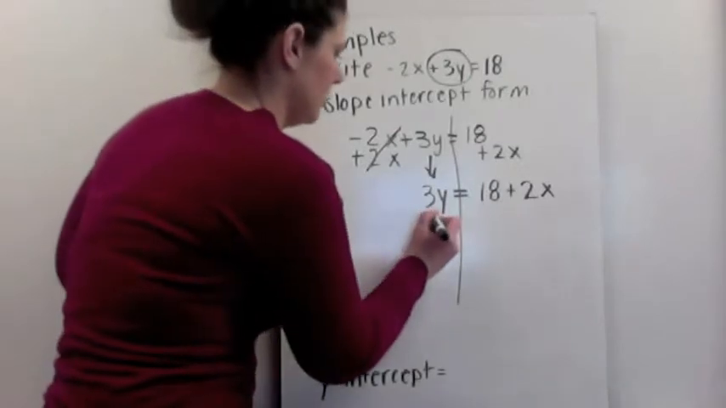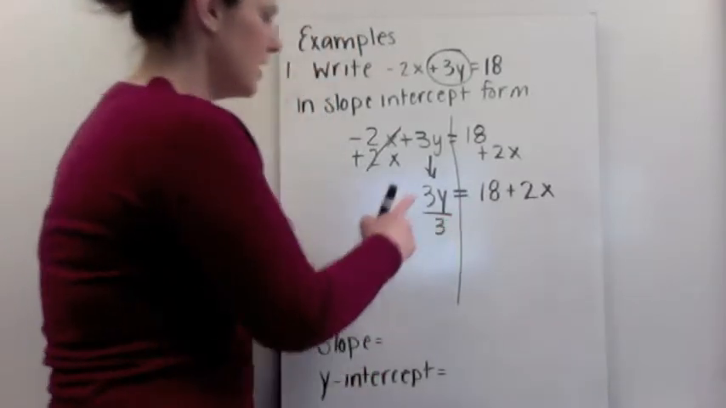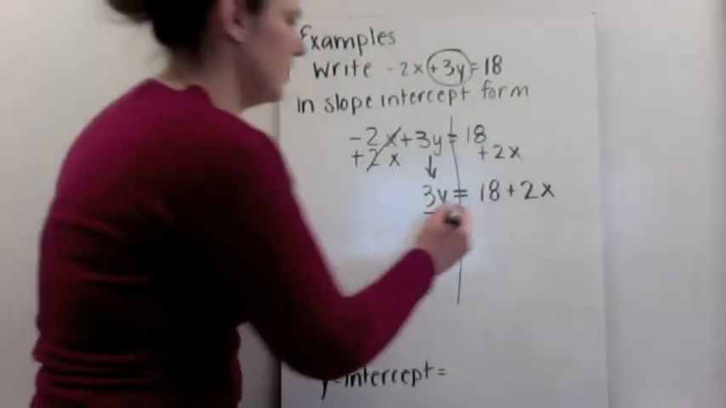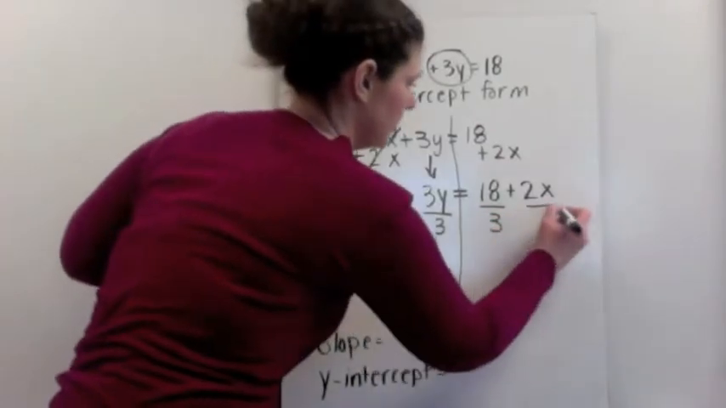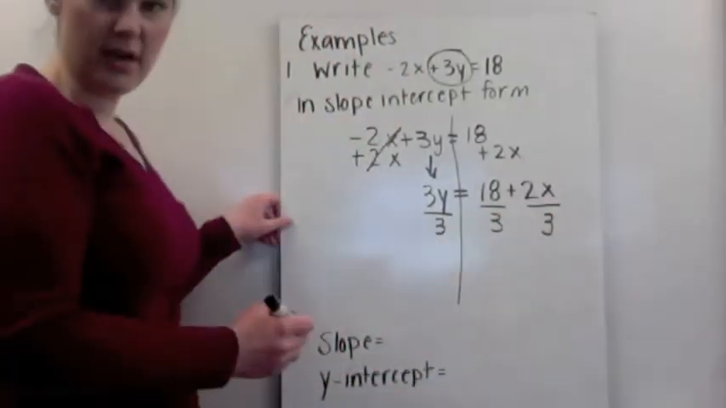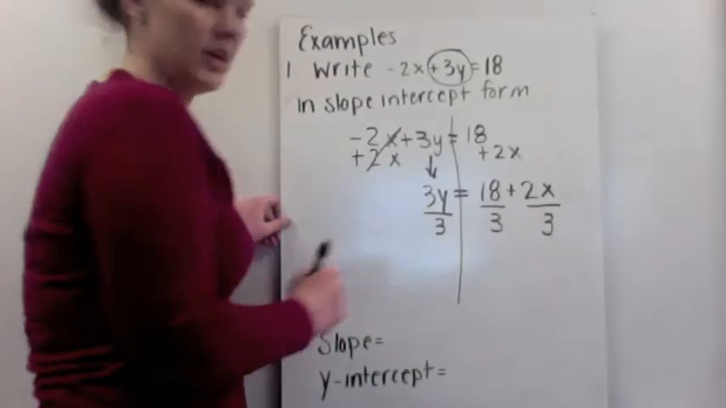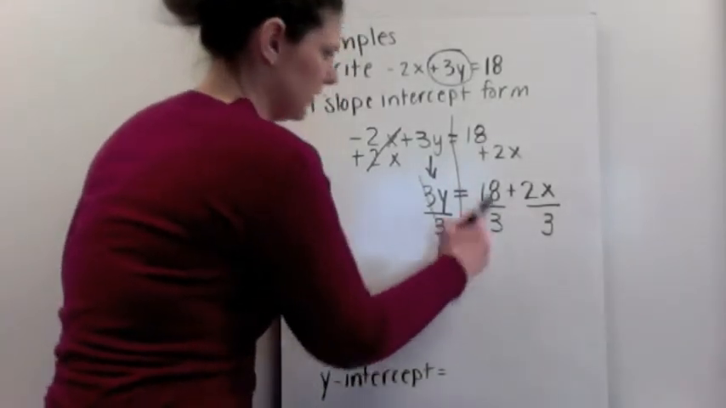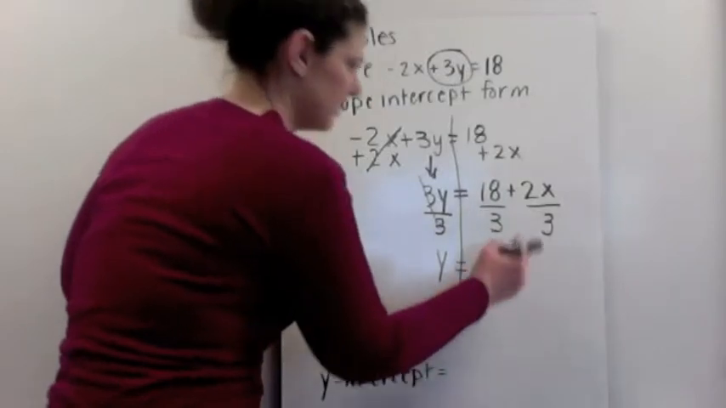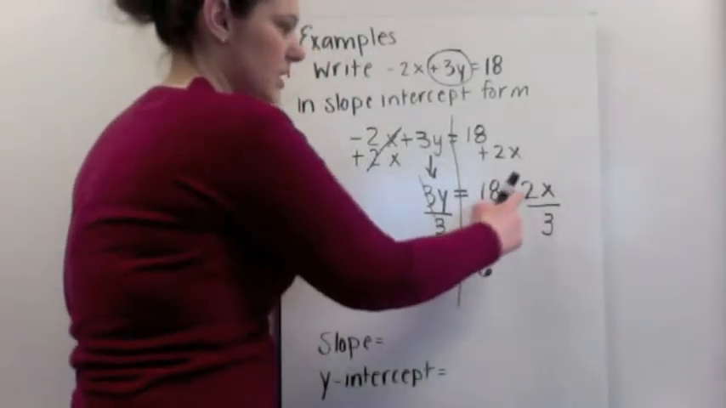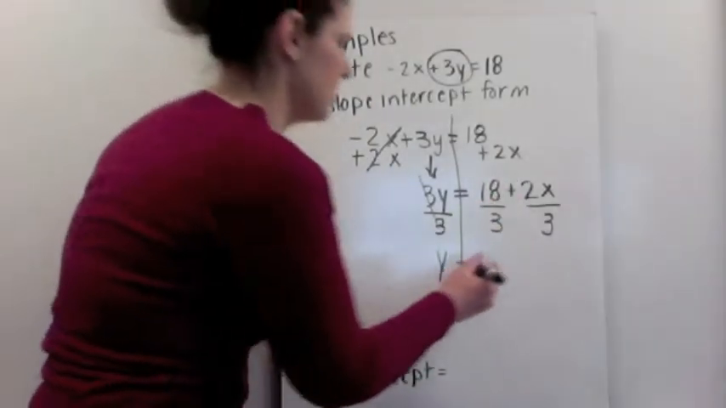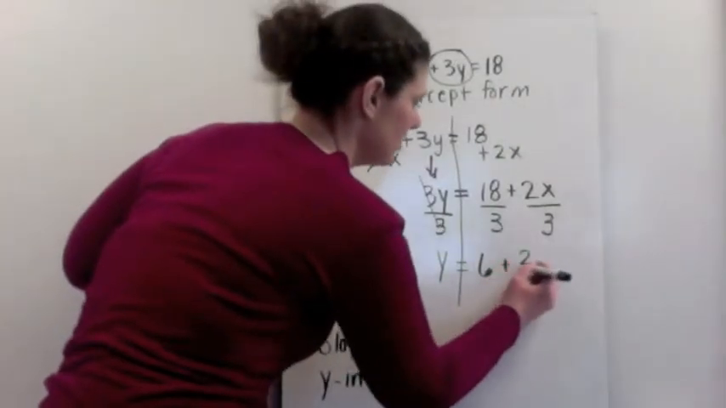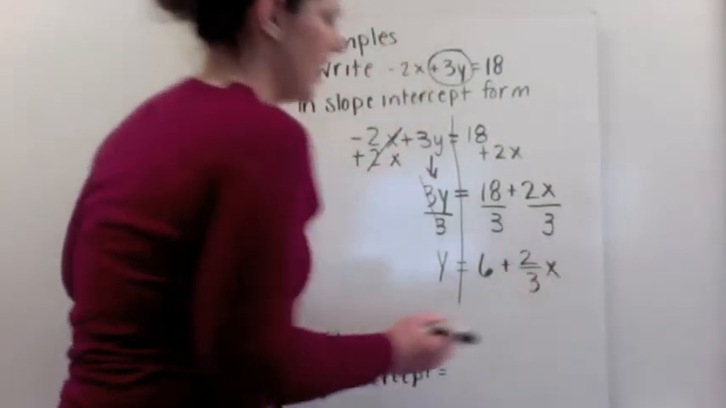Inverse operation of multiply is divide. If we divide one thing by 3, we need to divide every term by 3. Okay, watch, you've got to divide both terms on that side by 3. Y equals 18 divided by 3 is 6. 2x divided by 3, we can't reduce a fraction to thirds, so this just stays 2 thirds x.